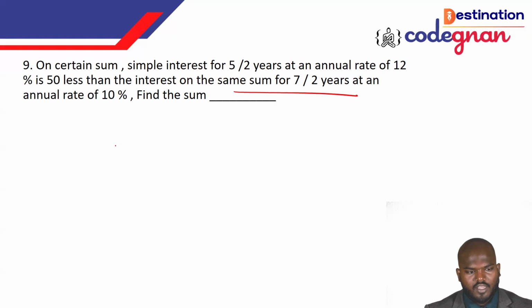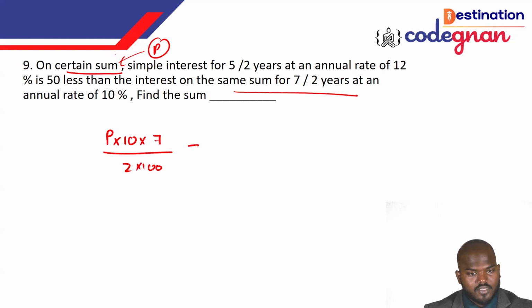Okay, so how can I take it up? We don't know the principal. A certain sum means some amount, so that is the certain principal. I'm calling the principal P. That is PRT by 100. So R is equal to what? R is equal to 10%, right? So P times 10 times 7 by 2, divided by 100, minus, you see this one, it is 50 less. Then P times R is equal to what? 12%, 5 by 200. So take this one out, it will give you that 50 this side.